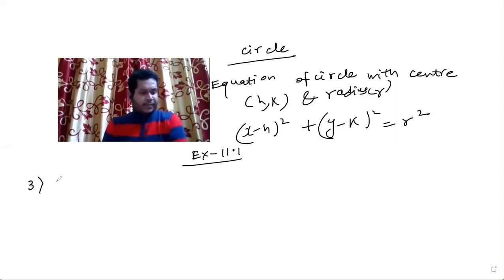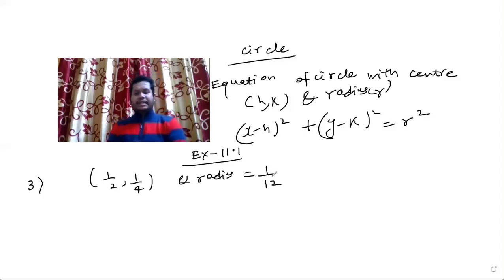Okay, let's see the question. It says: find the equation of the circle whose center is (1/2, 1/4) and radius is 1/12. This is question number 3 of exercise 11.1 of the NCERT. Now, since we already know the equation of the circle, we are going to use it. So, therefore, the equation of the circle.